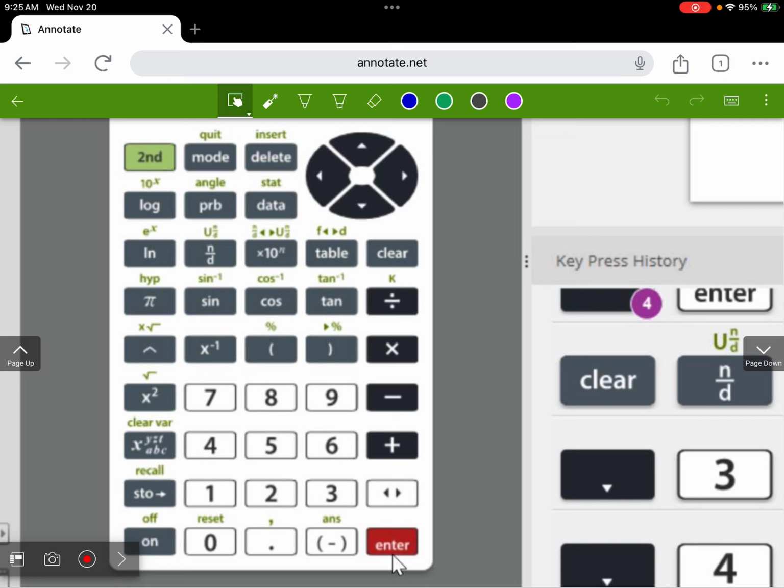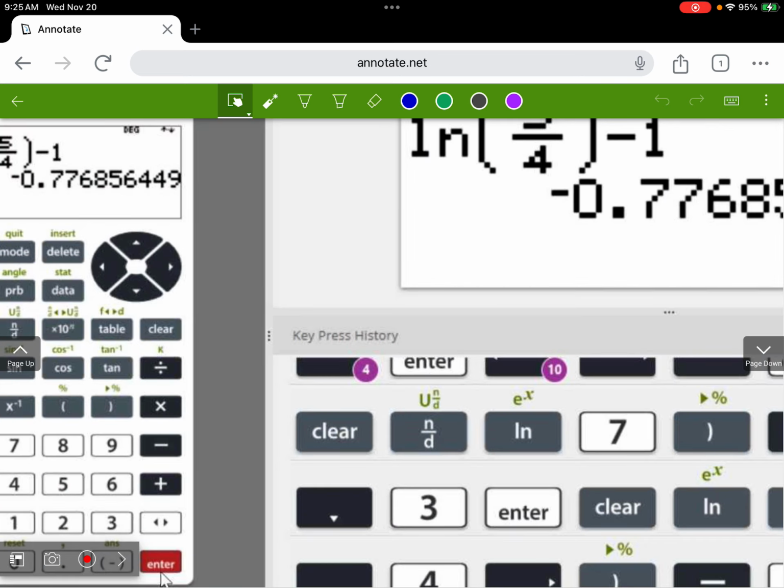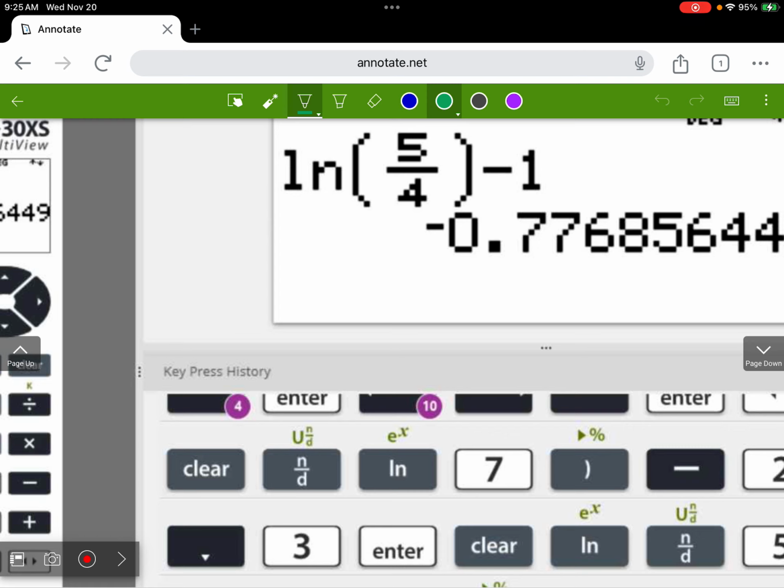It makes a difference if you do not close that parenthesis. So please, please, please make sure we're being careful. So I'm going to take 3 decimal places here. So we're going to have our negative 0.777.